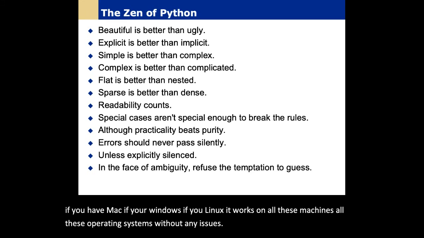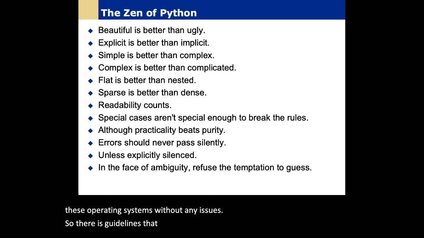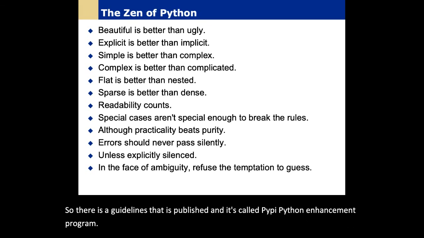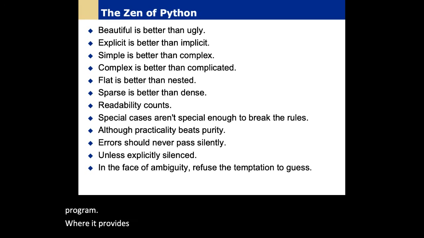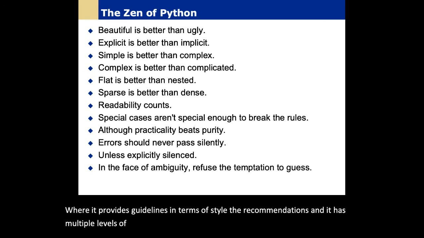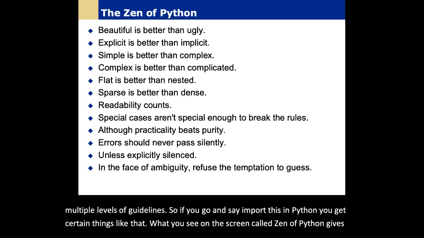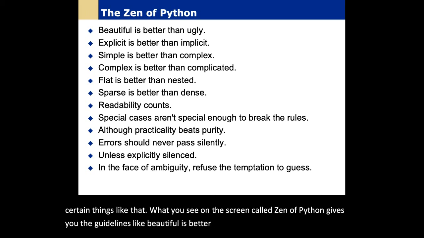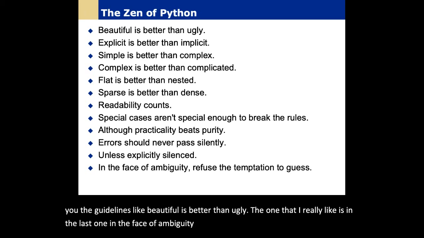So there is a guideline that is published. It's called PEP, Python Enhancement Proposal, where it provides guidelines in terms of style and recommendations, and it has multiple levels of guidelines. If you type import this in Python, you get what you see on the screen, called the Zen of Python. It gives you guidelines like beautiful is better than ugly. The one that I really like is the last one: in the face of ambiguity, refuse the temptation to guess. Those are some guidelines that are available online.